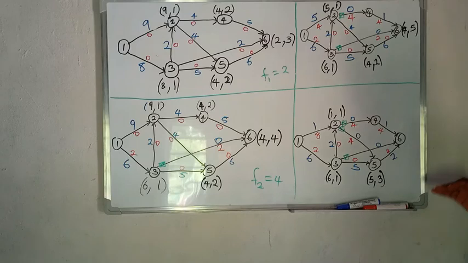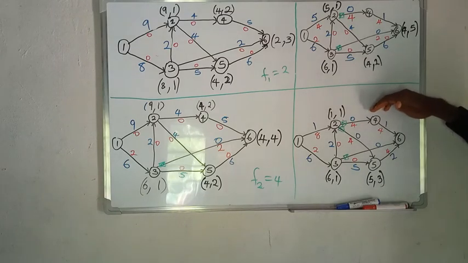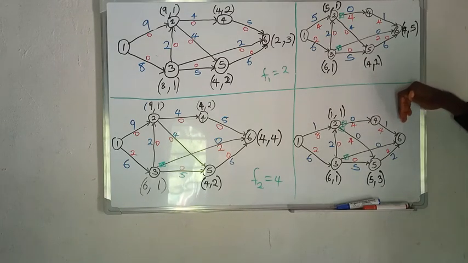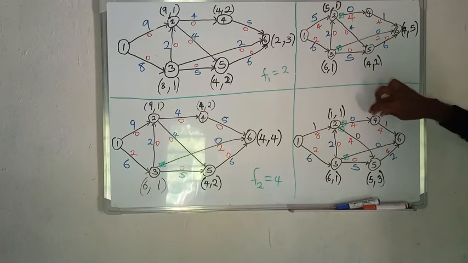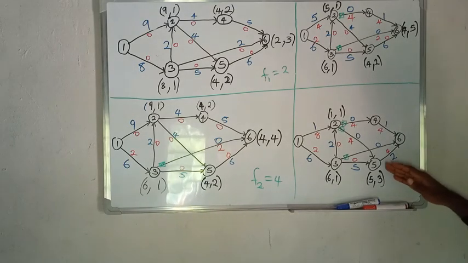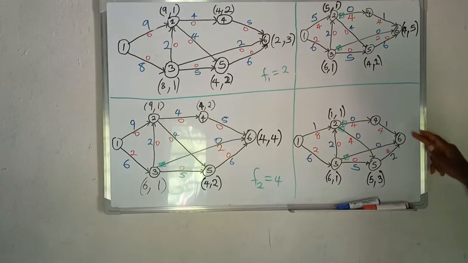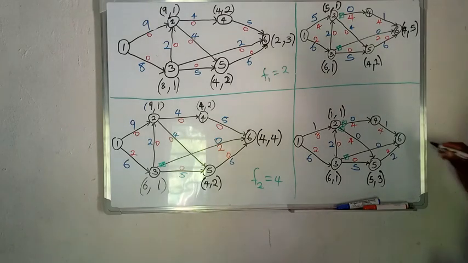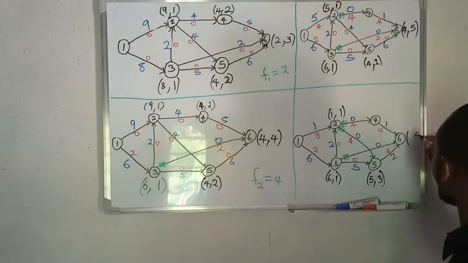And then after doing that, we go to the next node, which is 4. 4 cannot label any node. Why? Because it has not been labeled. And then we go to 5. 5 can label 6. So we label 6 from 5. Right here we'll have 5 here.